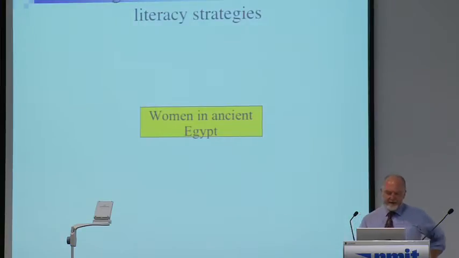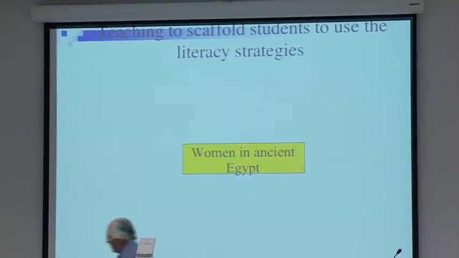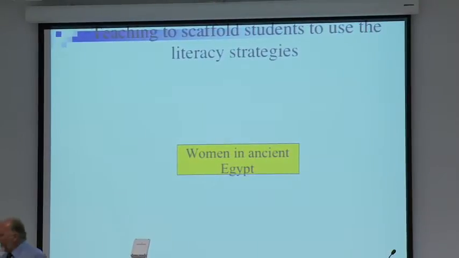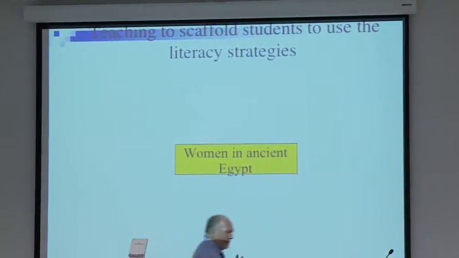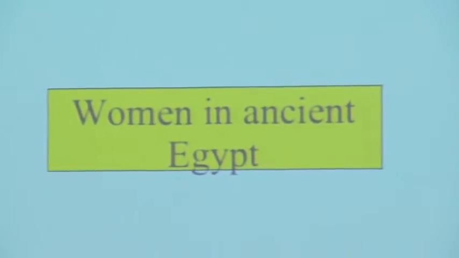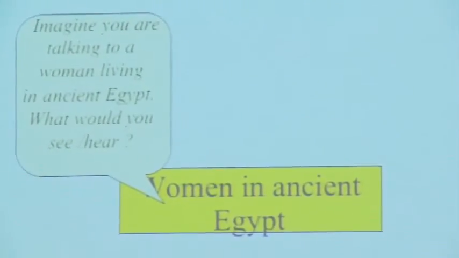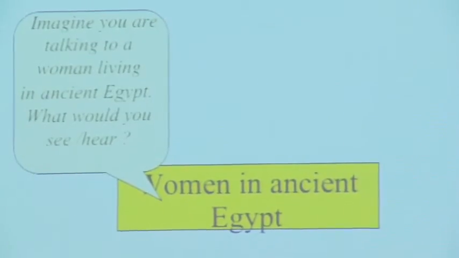So if we're looking at the high reliability teaching, in order to plan, we need to know what the teaching looks like. When I'm scaffolding, let's say we're looking at a topic, women in ancient Egypt. If I was going to scaffold the students to use the literacy strategies, one thing I'd be doing would be, first of all, getting them to get their knowledge ready. So, imagine you're a woman, imagine you're talking to a woman living in ancient Egypt.